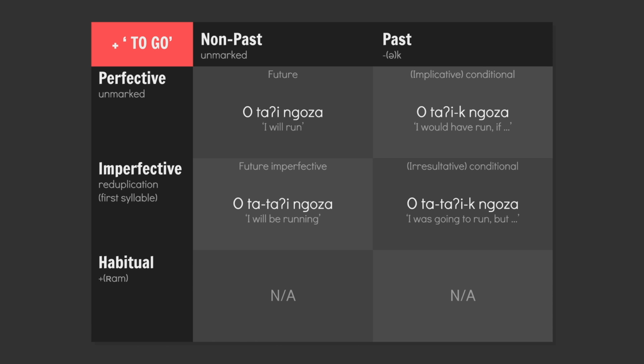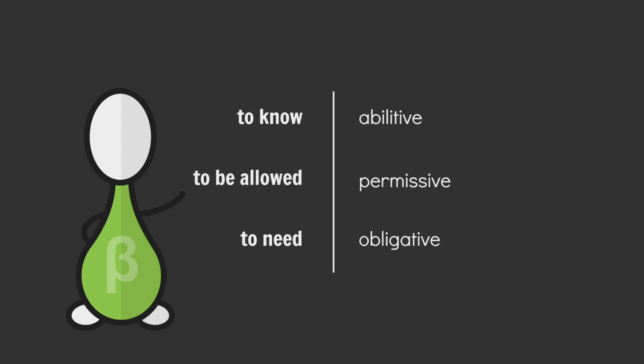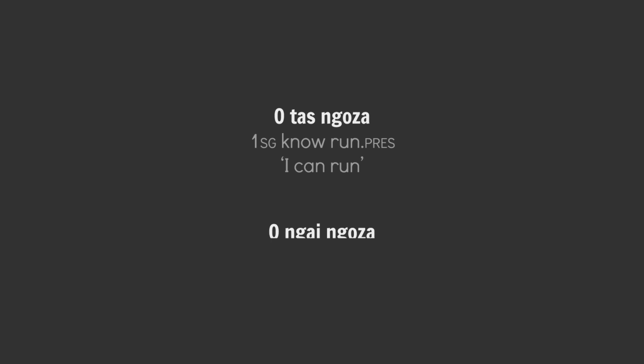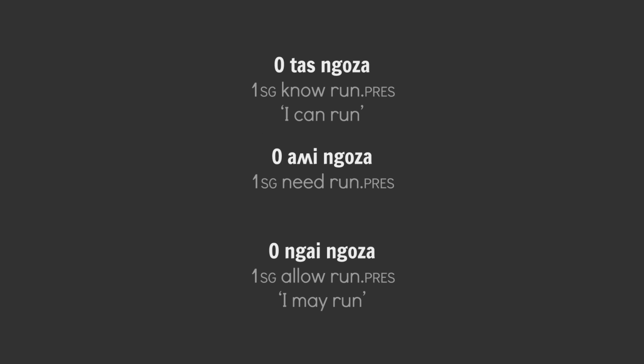Yeah, something like that. We can express other forms of modality through additional auxiliary verbs. To know often gets used to express ablative modality, but we can have a separate verb that means to be allowed, conveying permissive modality. And to need could be used to encode obligative modality. O tas ngoza, I can run. O ngai ngoza, I may run. And o ahui ngoza, I must/have to run.